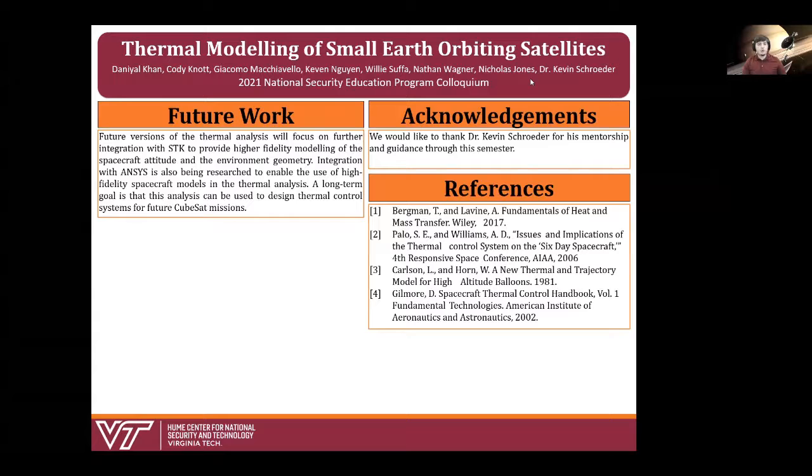Future versions of this work will focus on further integration with STK to provide higher fidelity modeling of the spacecraft attitude and the environment geometry. We're also looking to integrate with ANSYS to enable the use of higher fidelity spacecraft models. A long-term goal is to be able to use this analysis to design the thermal control systems for future CubeSat missions.